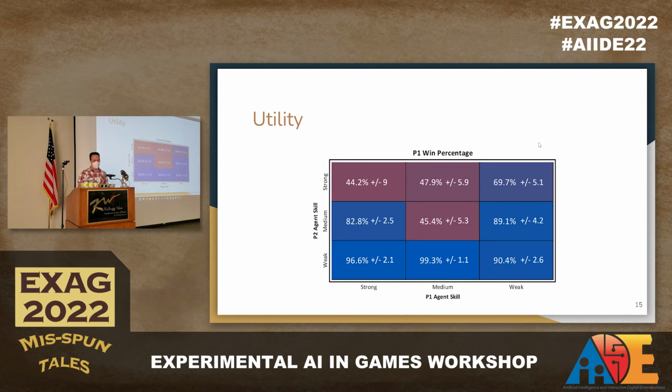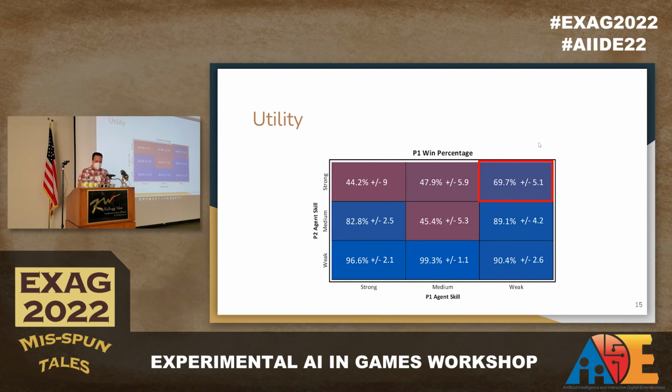In one area in particular, the weak versus strong matchup, where the weak agent had the new units and the strong did not, it allowed the weak agent to win well over 50% of the time, which was a great indicator. Hey, these units work, they're useful.